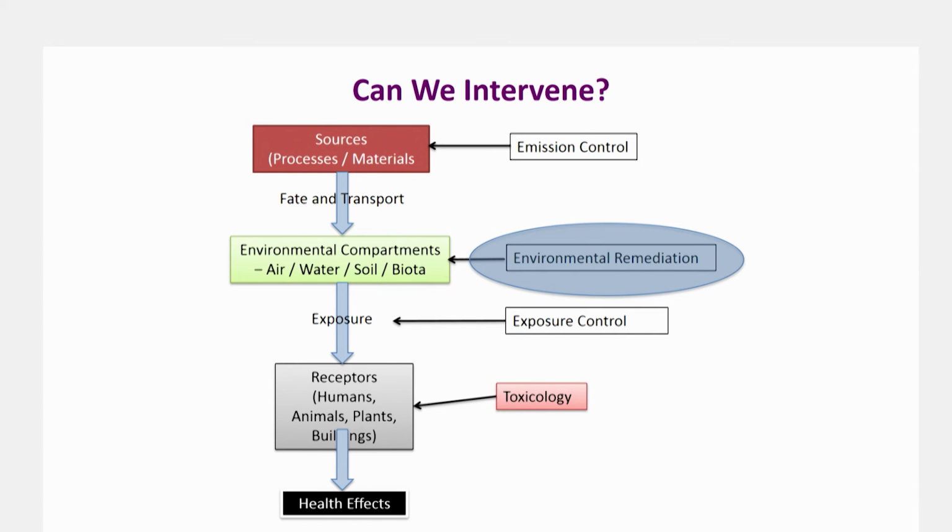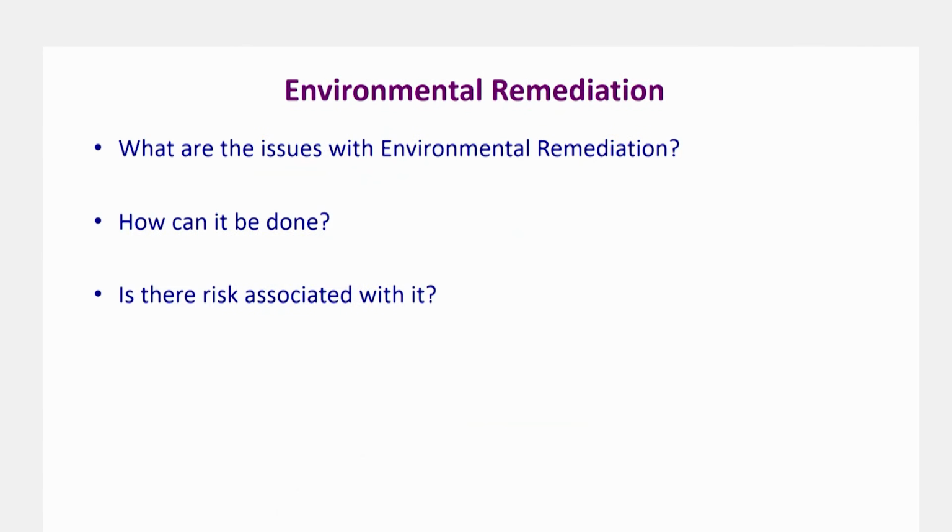Environmental remediation is the term that is used for correcting, for fixing the mistake, fixing a problem, as the word itself suggests. So, in the next lecture we will look at what the options for environmental remediation are first, and then we look at what the issues are and how it can be done.